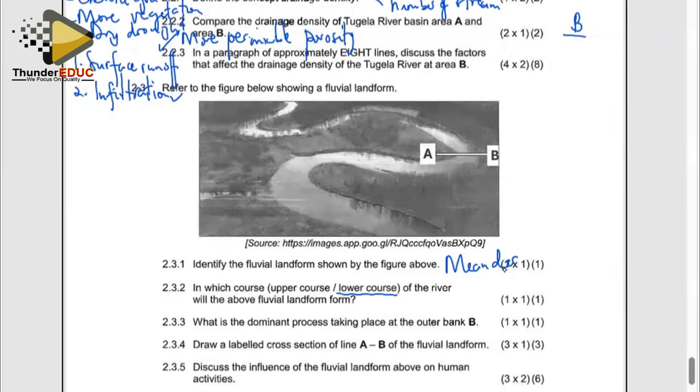Right, we move to the next question. What is the dominant process taking place at the outer bank? Right, these two banks, bank A and bank B, this is the outer and this is the inner. On the inner, there's deposition, there's less velocity, the water flows slower, and there's more deposition. On the outer, the water flows faster, and there is erosion. So those are the two processes. So it's erosion on the outer.